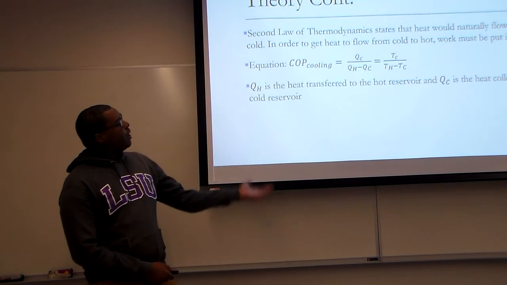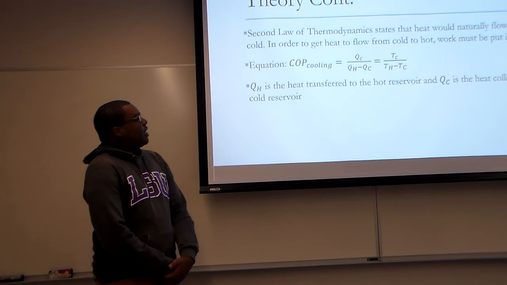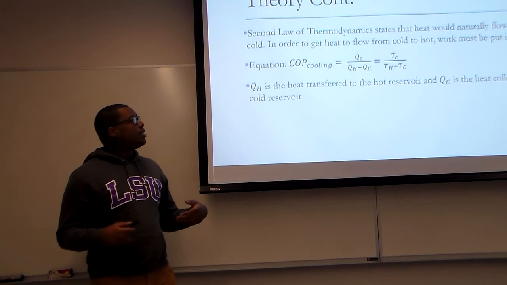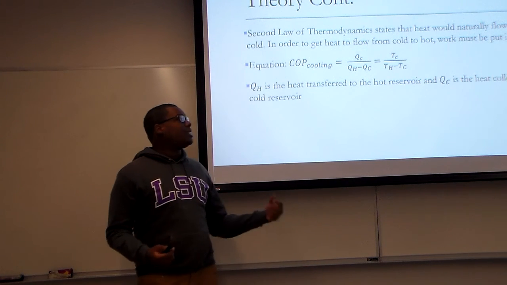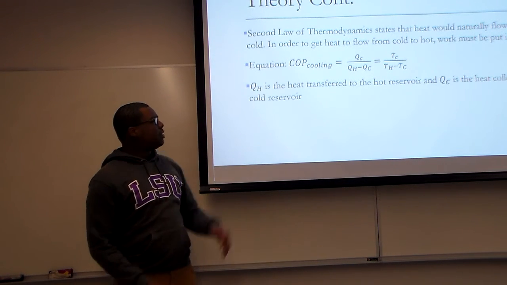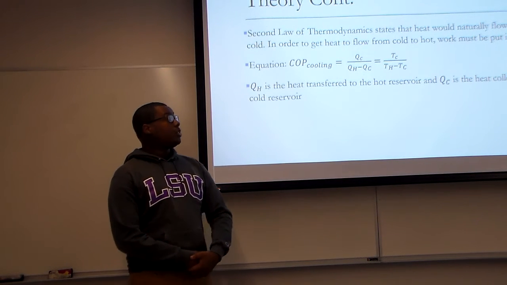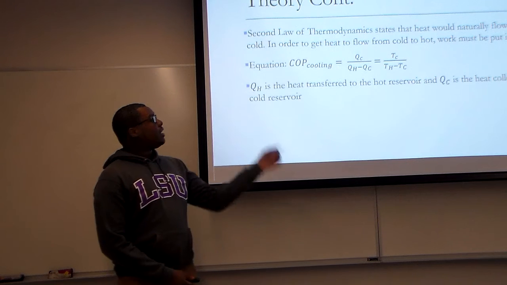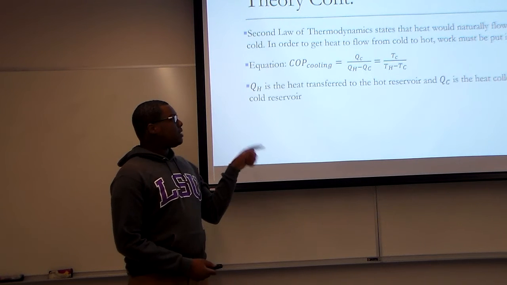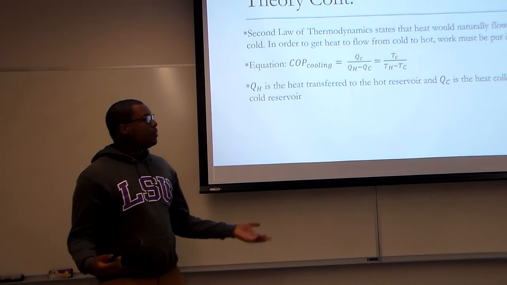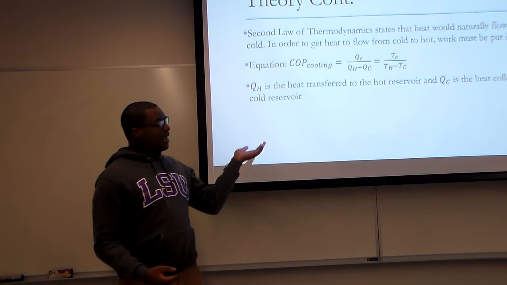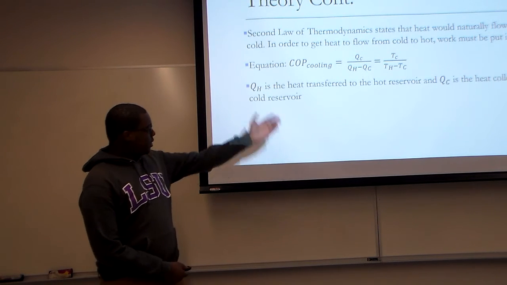Just some more theory. The second law of thermodynamics states that heat naturally flows from hot to cold. So in order to get heat to flow in the opposite direction, you must add work in. These are just some of the derived equations for the coefficient of performance for cooling specifically. That is the heat removed from the cold over the heat added minus the heat rejected, and that's for the actual cycle. For the ideal cycle, it simplifies to just the cold temperature over the hot temperature minus the cold temperature. And again, QH should be transferred to hot.